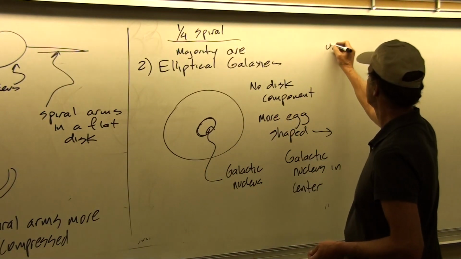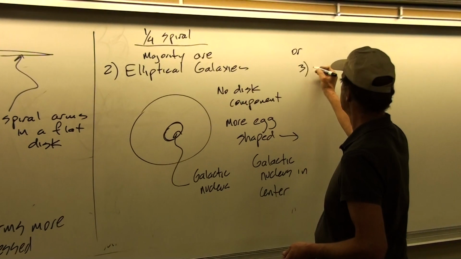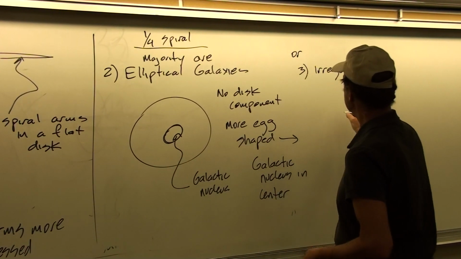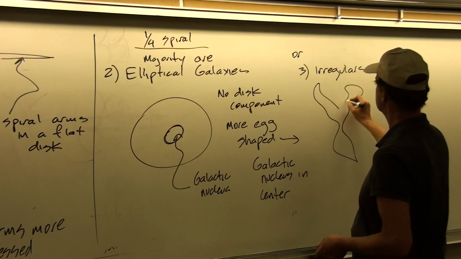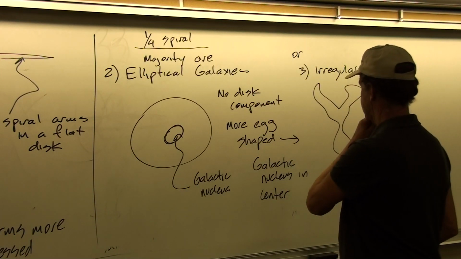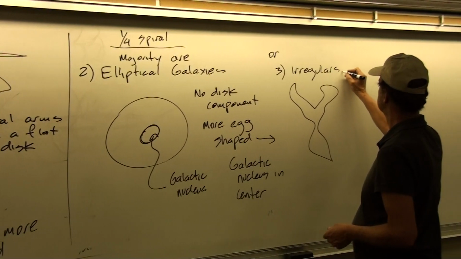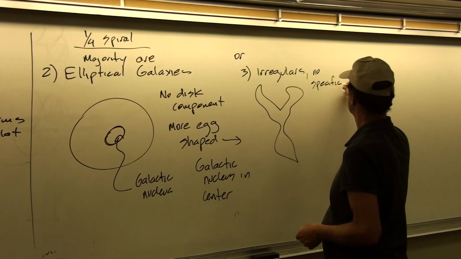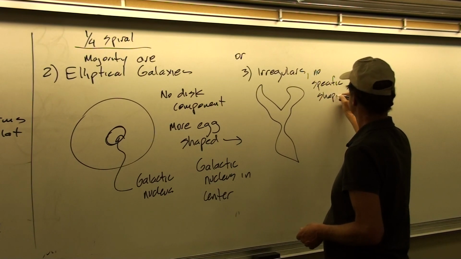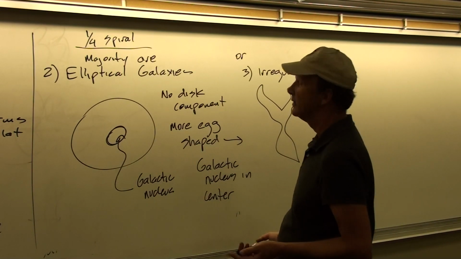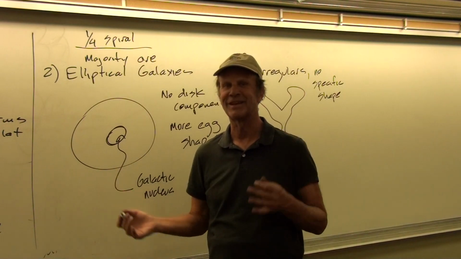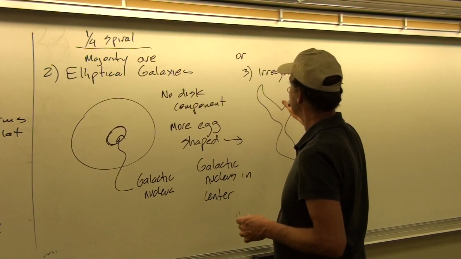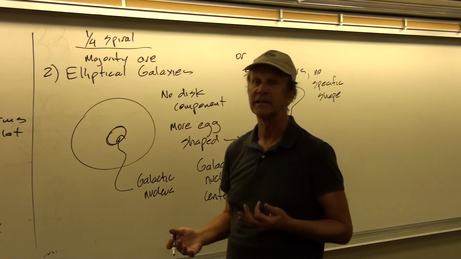Or irregulars. Now, irregular galaxies have no set shape, when we're comparing them to each other, anyway. Of course, it has the same shape as itself, but it has no specific shape that we say is a classic irregular.